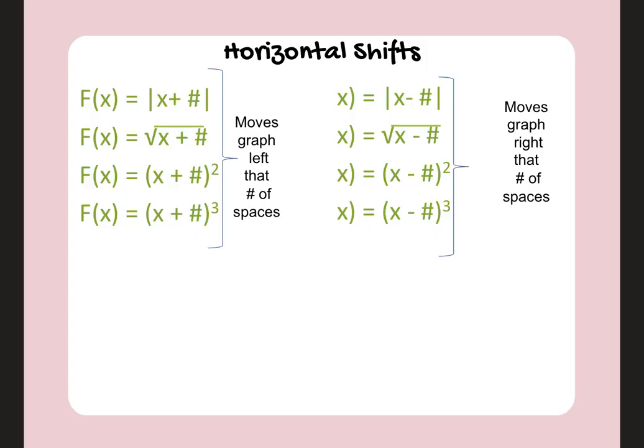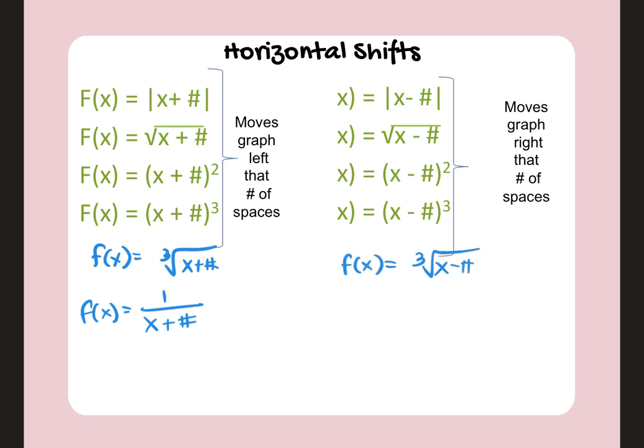Okay, now we go to horizontal shifts. So a horizontal shift happens inside the function. I'm going to add on again the cube root. And this time the reciprocal would look like this. It would be in the denominator. Oh, my f of x went away on the other one.